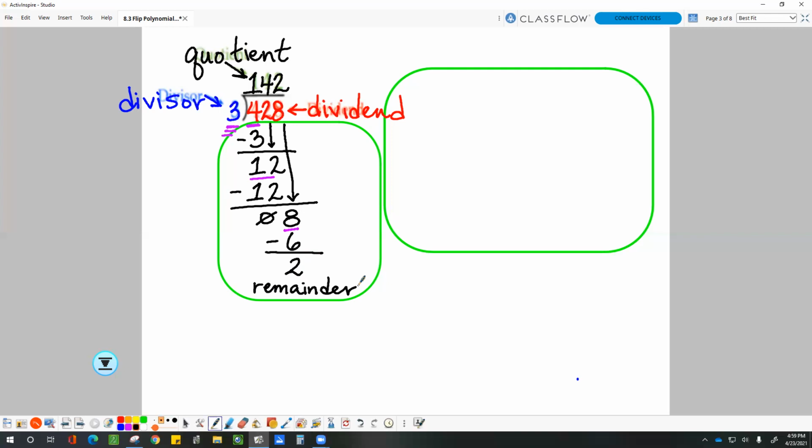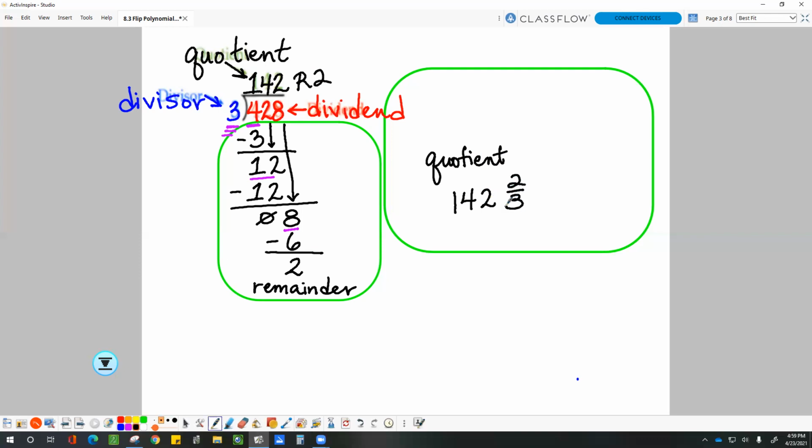428 divided by 3, I don't get an even whole number. I get 142 plus 2 parts of the 3. My quotient, the way we used to write this in elementary school was you'd write 142 remainder 2 or something similar to that. How we'll write it today is 142 and 2/3.